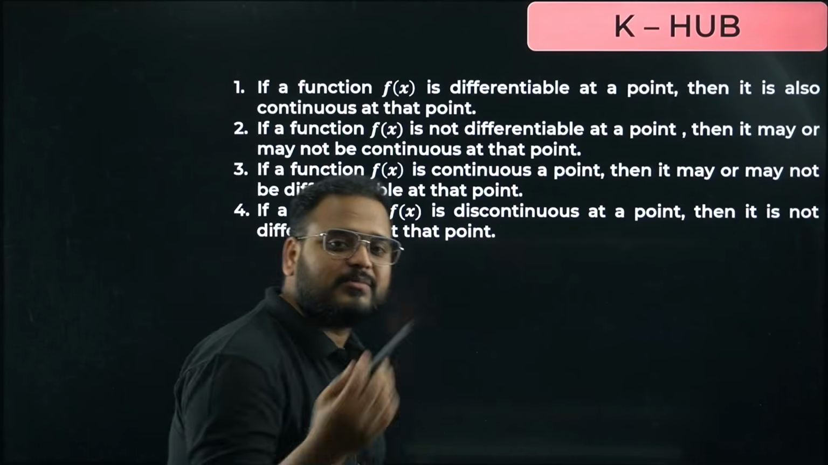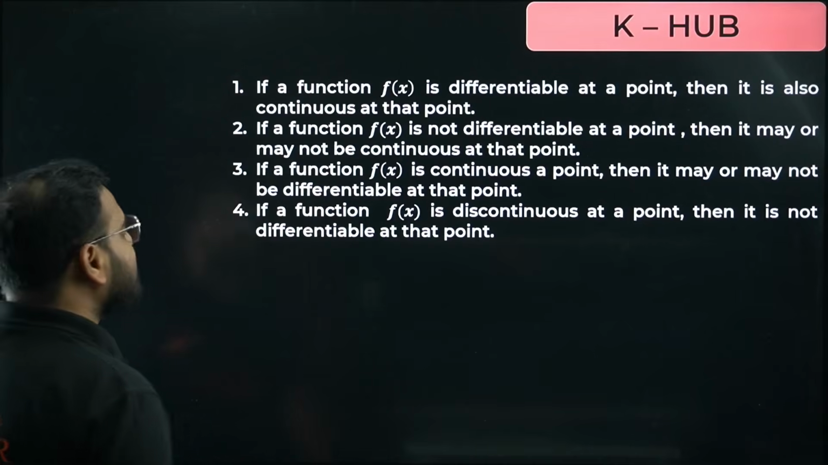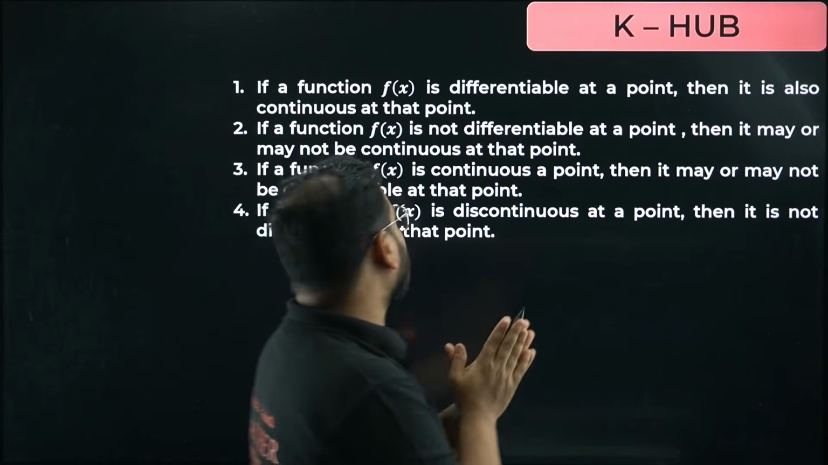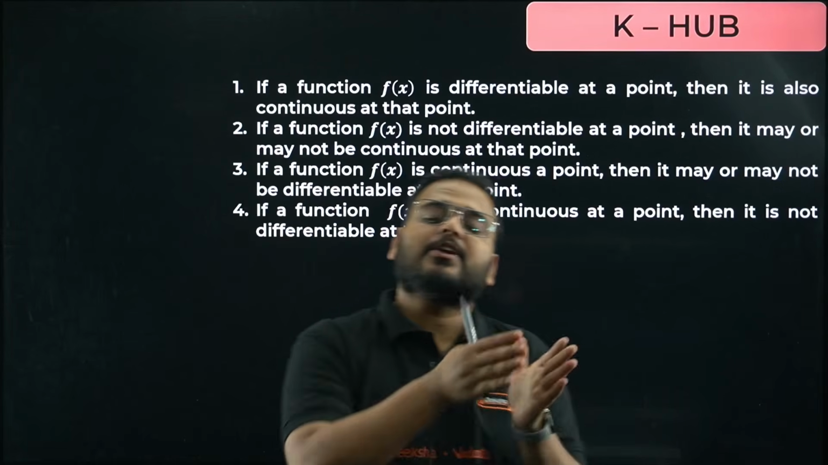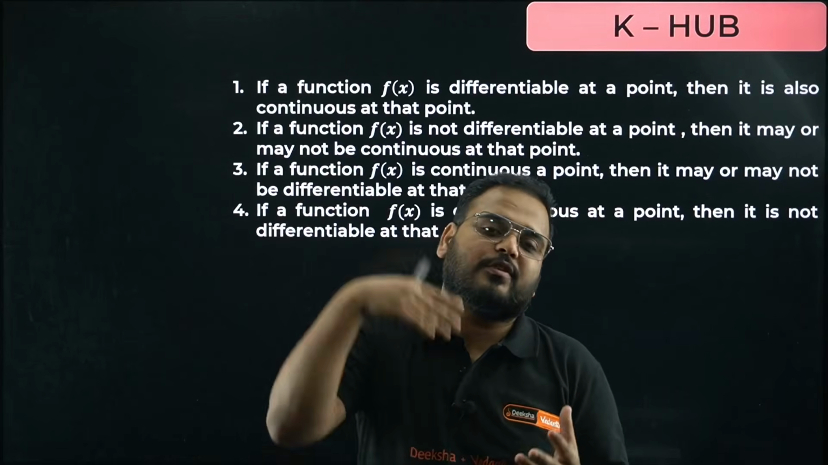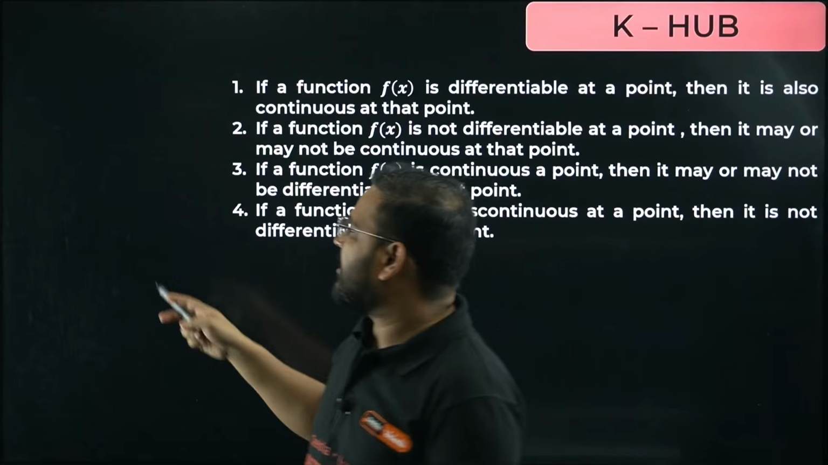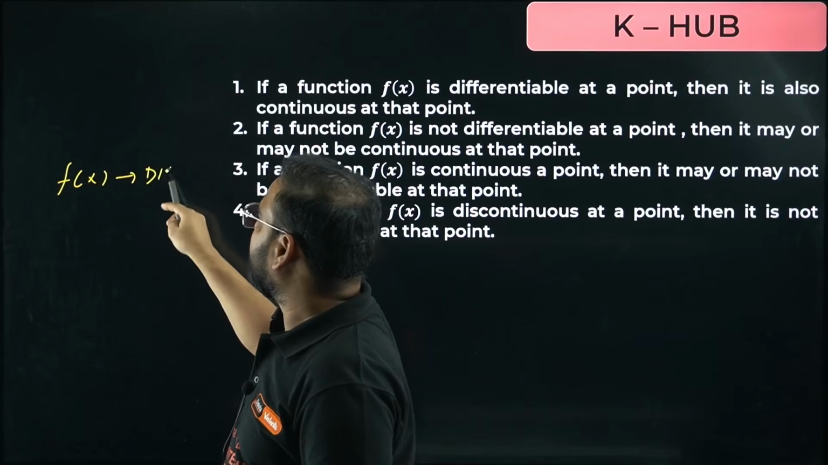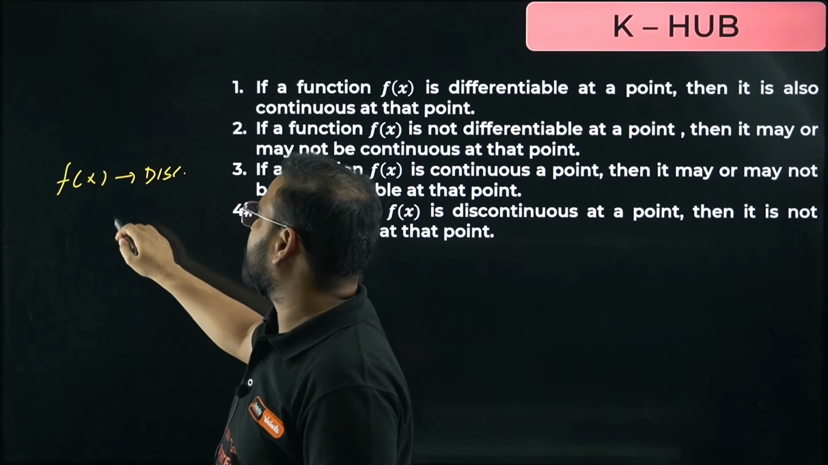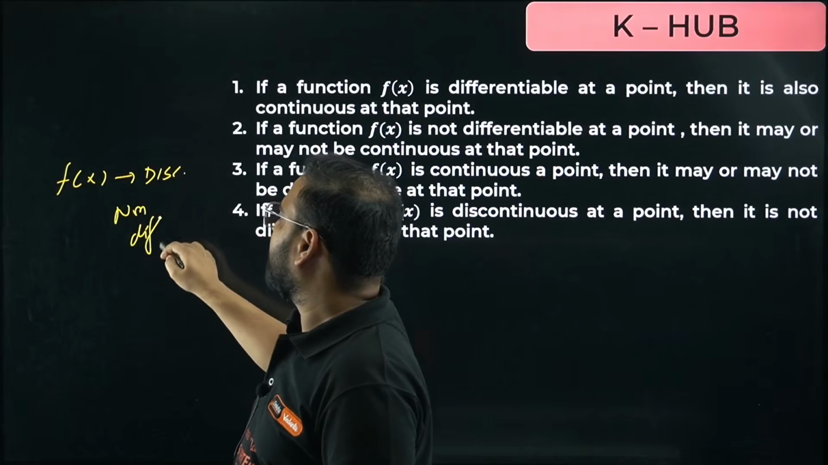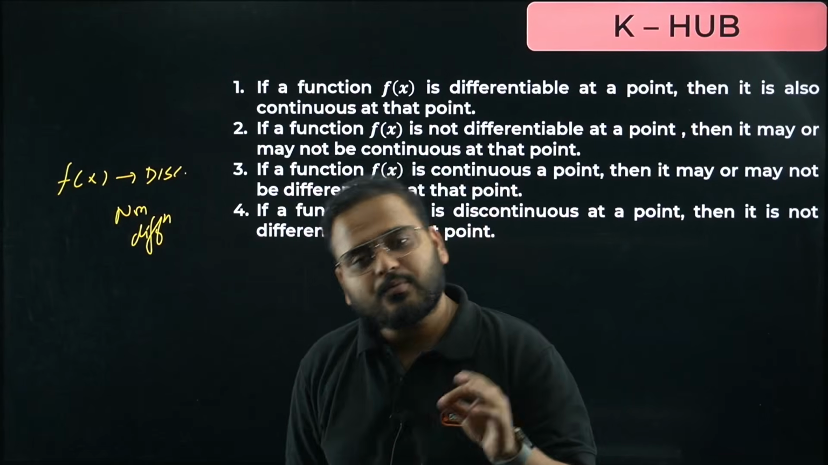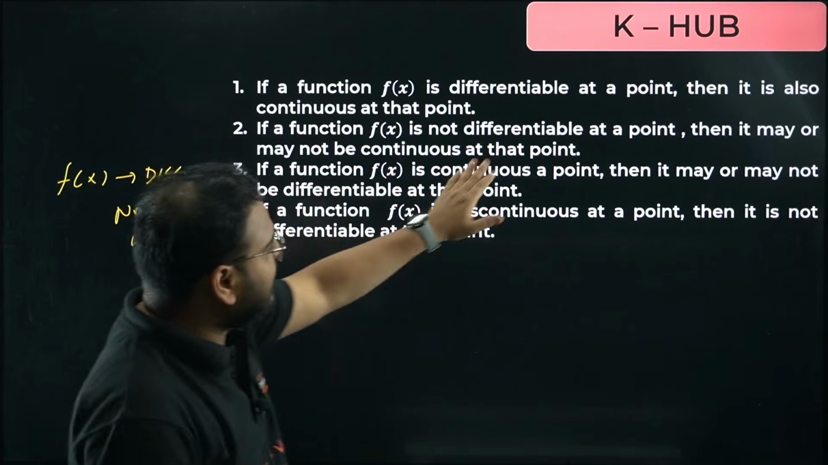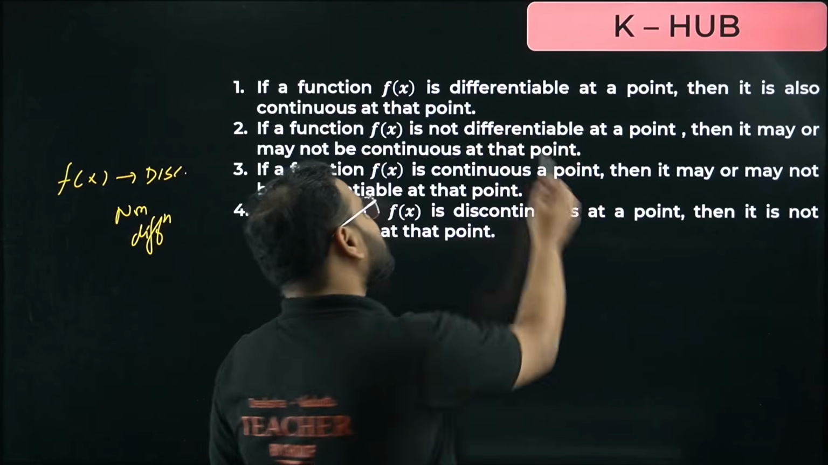Now we have something more to learn in Knowledge Hub. What is very important to us? If a function f(x) is differentiable at a point, then it is also continuous. Understand this: after continuity only, there can be a question of differentiability. If a function f(x) is discontinuous, then it will be non-differentiable as well. This is very important. For a function to be differentiable, it has to be continuous first. Let's read the points again. If f(x) is differentiable at a point, then it has to be continuous.